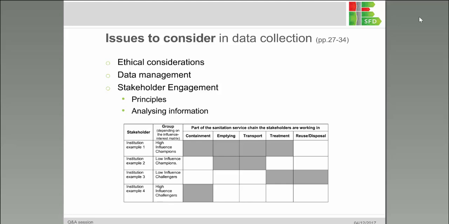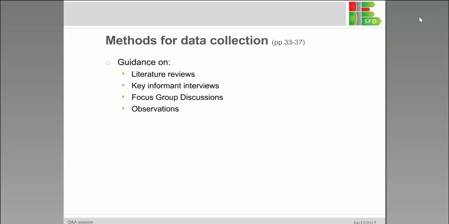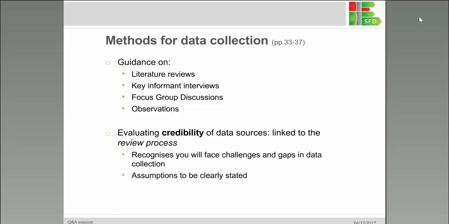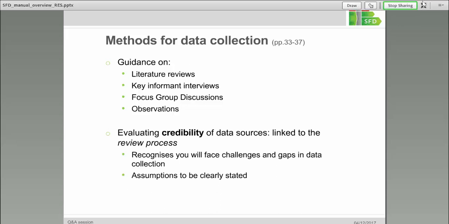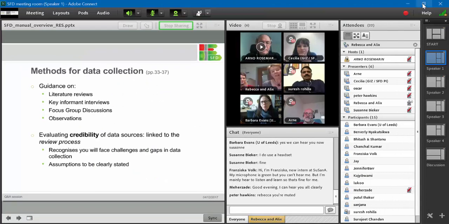The manual also gives you guidance on methods for data collection, and there's some simple guidance in good practice around doing literature reviews as a source of secondary data, and then for collecting primary data through key informant interviews, focus group discussions, and observations in the field. There's also a section talking about evaluating the credibility of those data sources, and that's linked to the review process, which will be explained shortly by Oscar.